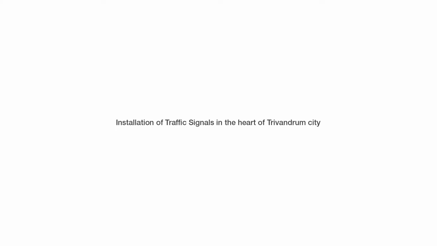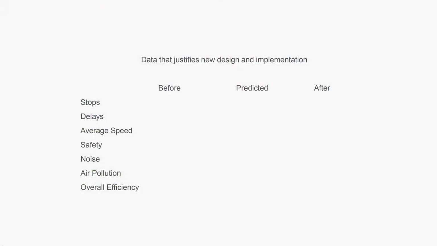I would like to take another example. During the late 90s, it was decided to move from roundabouts to traffic signals in the heart of Trivandrum city. But do we really know whether that decision was a good decision or not? It's still an unknown factor. We do not know whether that decision was a great decision for the society or not. How do we find out whether that decision was good or not? Only through actual data. How many stops, how many delays, what's the average speed? All those things are parameters that determine the quality of a traffic system in a city.